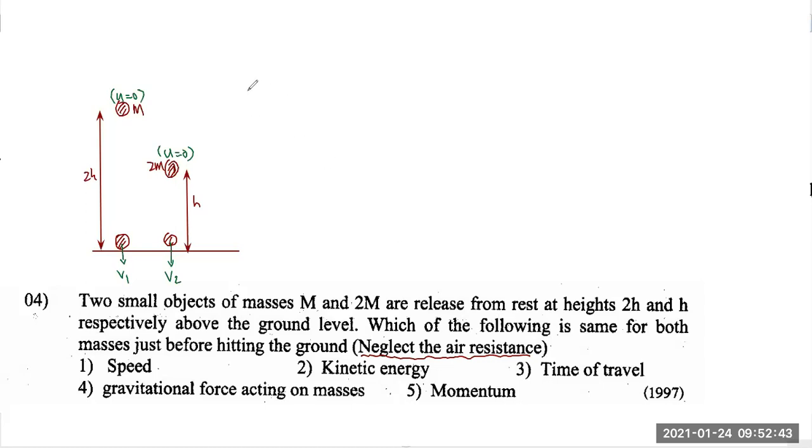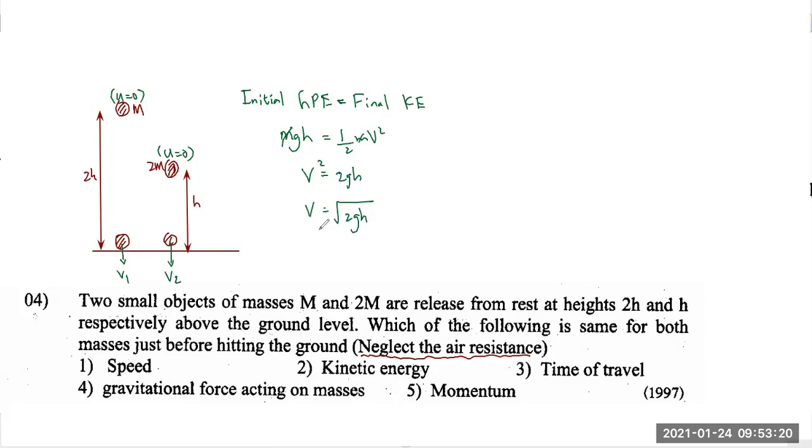Then you can use the energy concepts. Initial gravitational potential energy is equal to final kinetic energy. Now, if you use a common equation, initial potential energy mgh equals final kinetic energy half mv squared. So we know m and m we can cancel out. v squared is going to be equal to 2gh. v is equal to square root of 2gh.